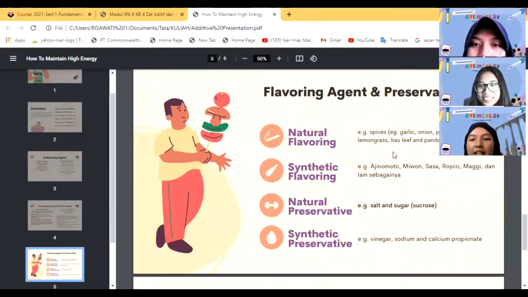And the preservative, there are two, natural and synthetic. For the natural, examples are salt and sugar or sucrose. And the second is synthetic. Examples are vinegar, sodium and calcium propionate.